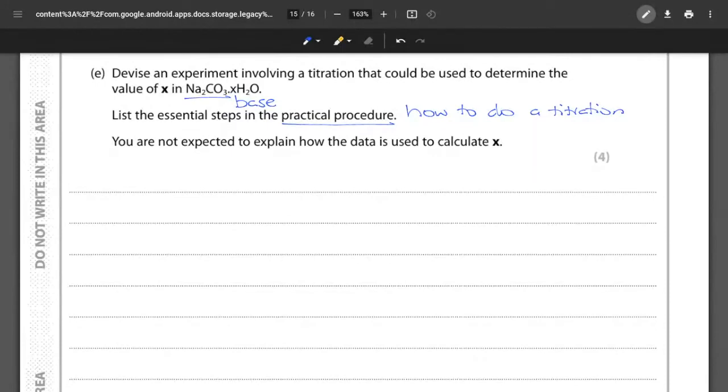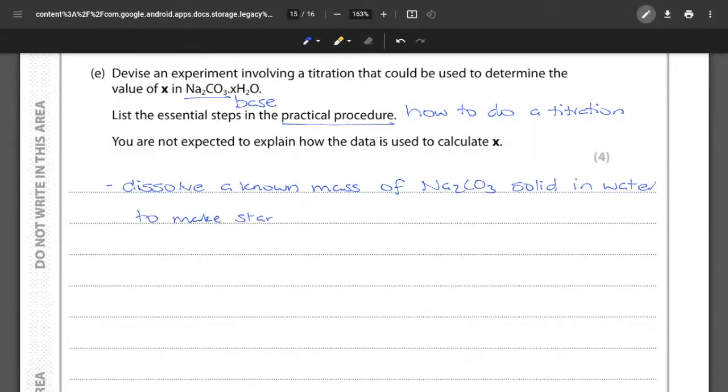Well, for any titration, first of all, we must always have a standard solution. So we want to dissolve a known mass of the sodium carbonate, and that's of course our solid, and we're going to dissolve it in water to make a standard solution. So we need to know what concentration that is, and then we'll be able to see how much is then going to react with our substance in the burette.